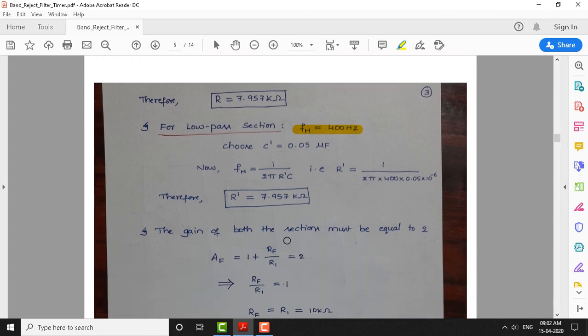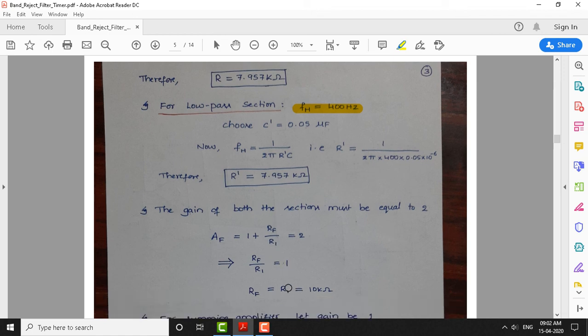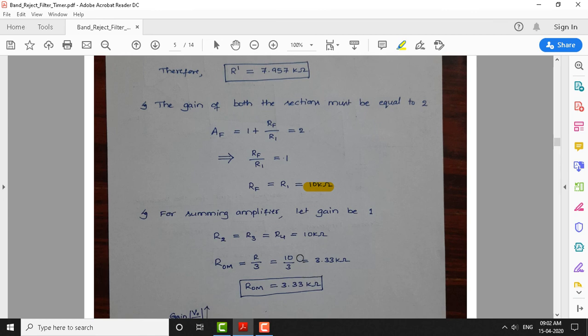And here the gain of both the sections must be equal to 2 in this case. So AF equals 1 plus RF by R1. Since it is equal to 2, let's assume the ratio of RF by R1 equals 1. So this is equivalent to RF equals R1. Let's assume that value as 10 kilo ohm. Now for the summing amplifier, let's assume the gain to be 1. So as already assumed while explaining, R2, R3, R4 should be equal to R. Let's assume that value as 10 kilo ohm.